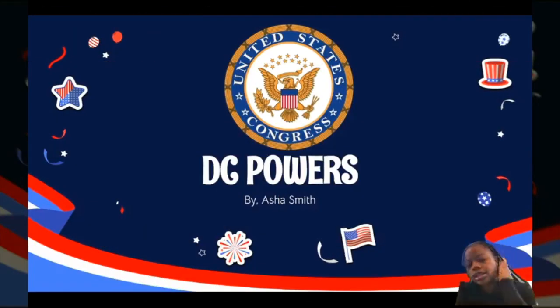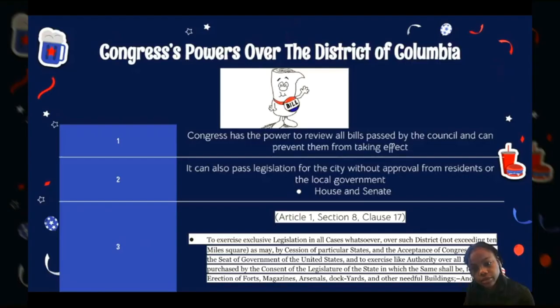Okay, so I did my project/homework on DC powers. Before I even start, DC powers means the power that Congress has over DC, or the District of Columbia. So these are the Congress's powers over the District of Columbia.